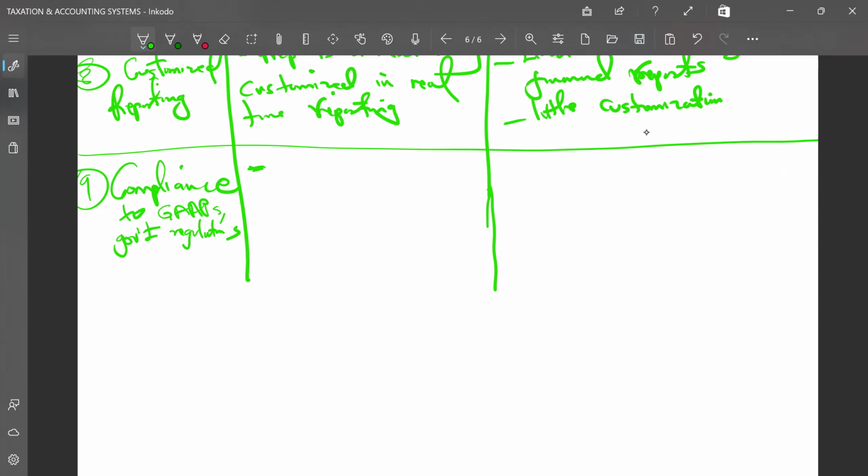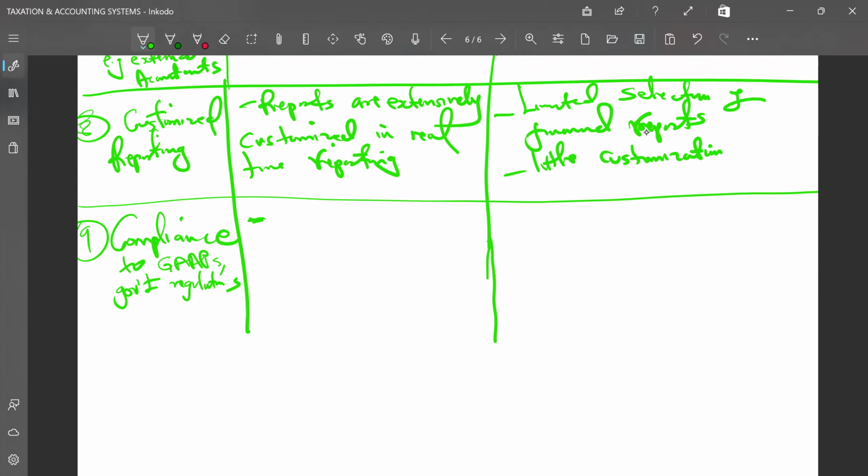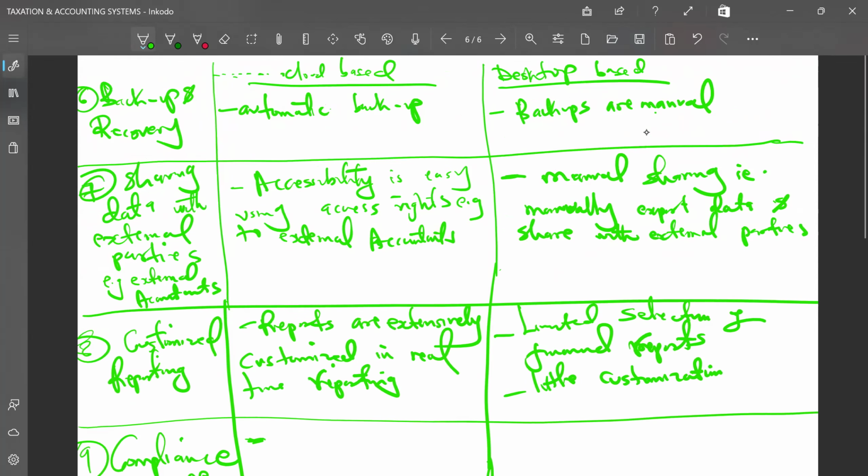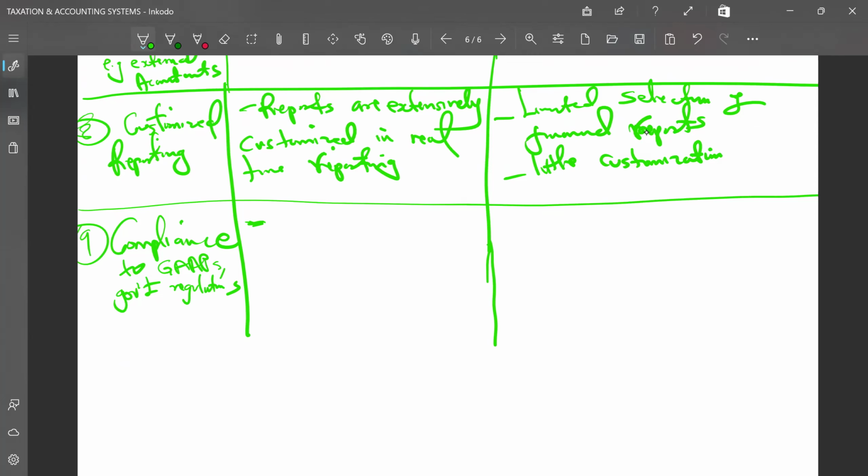Now, let me give a difference here. When we talk about a cloud-based accounting system, let me see how the desktop version handles compliance. Local compliance updates. I'm picking this from a desktop version of an accounting software I've used before. I don't want to mention the name of the company because I am not de-selling them, and I'm not promoting or de-promoting their product. That's why I'm not mentioning it.